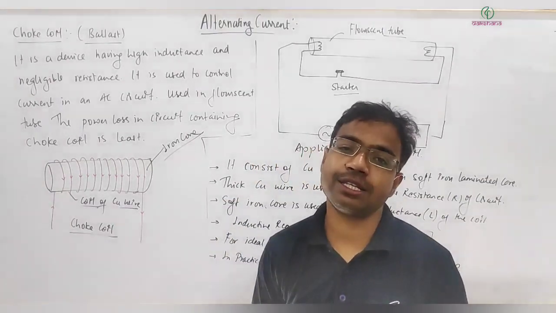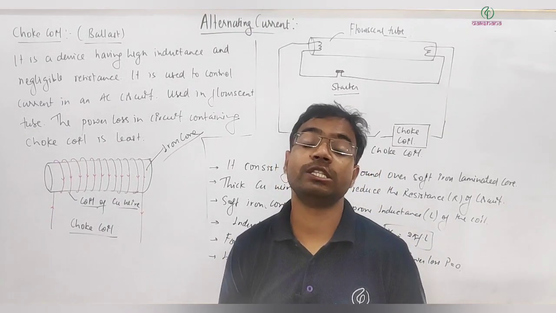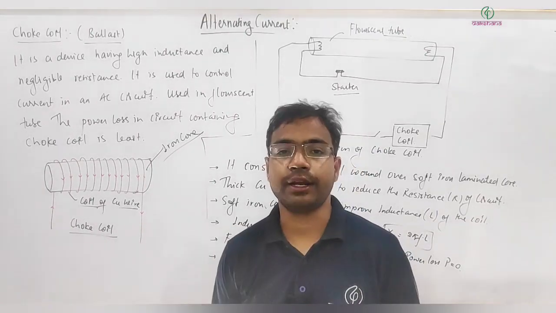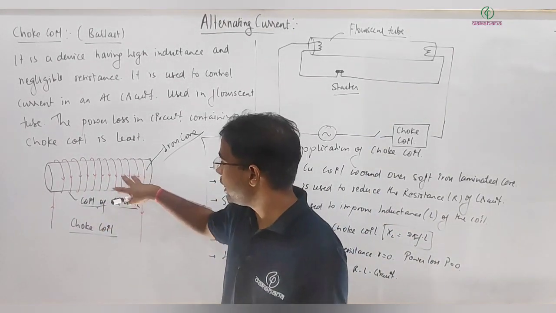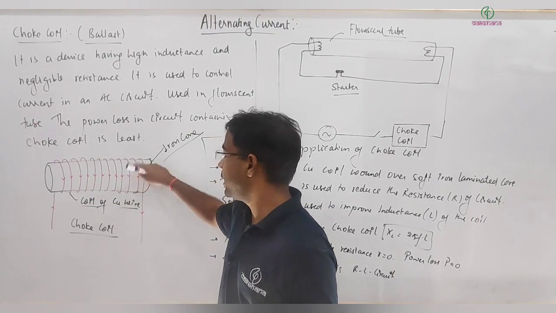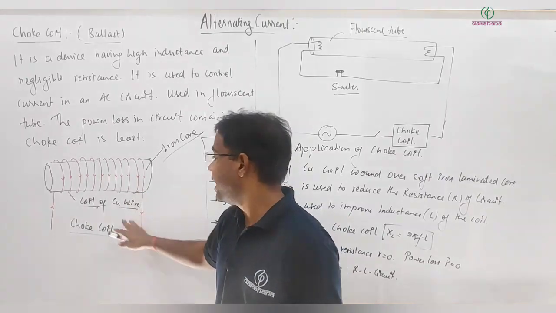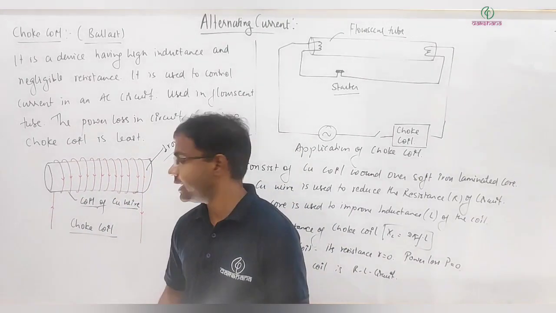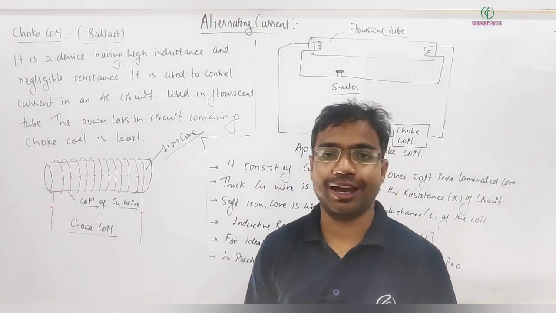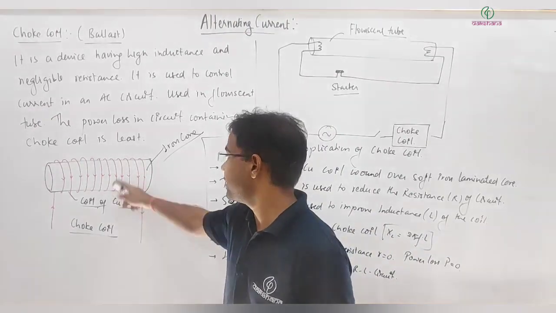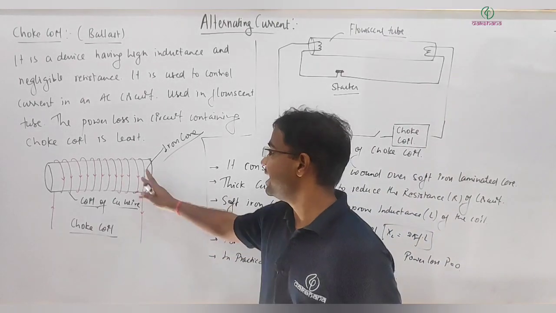If we don't need a high value of inductance L, maybe when the frequency is high, in that case we can use even an air core. So the choke coil looks like this: one copper wire wrapped around one core. That core may be air if we need L to be low. Ideally the iron core will also be laminated, otherwise current will pass between the core and the coil, which will be an even bigger problem. So it should be laminated.